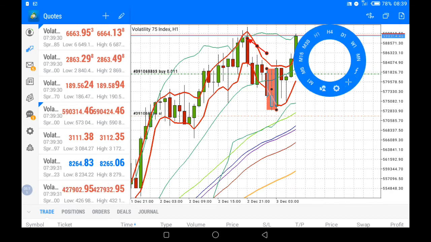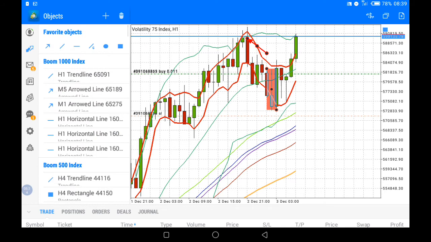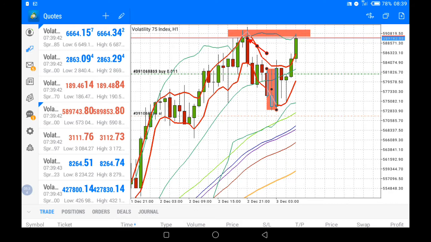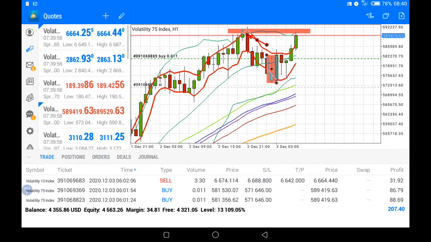It could go beyond the resistance. But for me, if this candle completes around the resistance, I close one of the positions and let the other position fly, or I could just get satisfied and close out this position. It's more like a target for the day. You can see what the trade is doing right now: I'm sitting at around 207 USD floating profit.